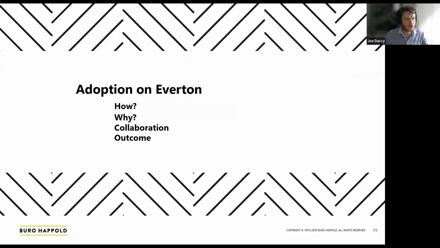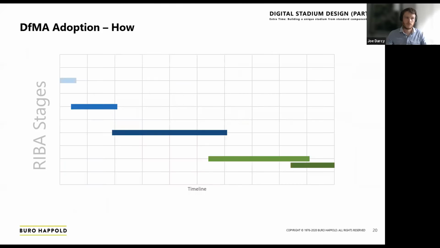So how is DFMA adopted on Everton? Typically, DFMA adoption on projects happens towards the end of stage 4. In blue here, you have the design stages 3 to 4. There's then typically an overlap with, in green, the construction phase, where towards the end of the design you transfer information across to the contractor, and then they start carrying out their processes and understanding how they could start doing their manufacturing and construction processes.